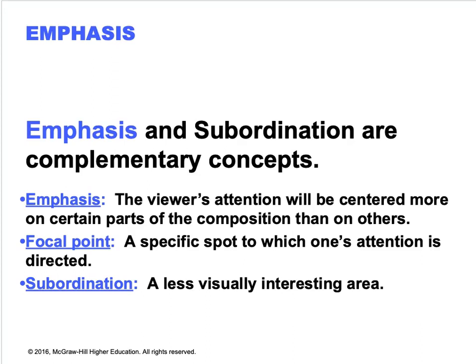This one's usually pretty easy for people to pick out. And again, we're going to be looking at how the artist uses the elements of art: line, color, texture, shape, space, form, value. How are they using those things to direct our attention to an emphasized area?